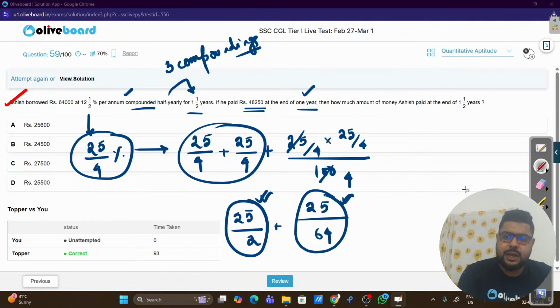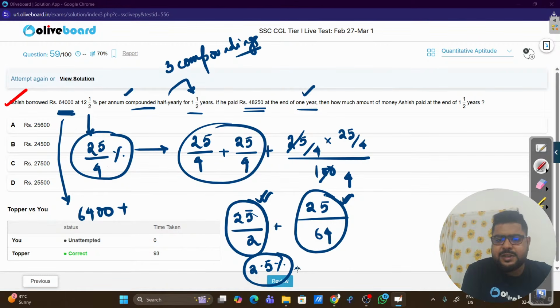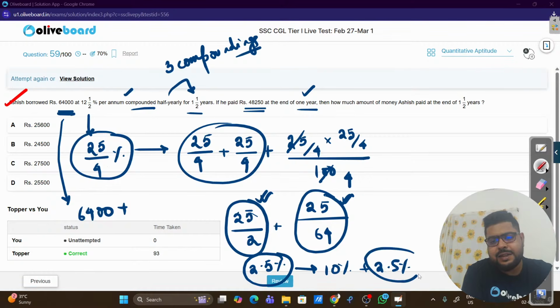Let's understand. Now calculation I'll do individually. So 64,000, what about 25 by 2% of this? Let's see. This means 12.5%. Sir, 64,000, 10% is how much? 6,400. So 12.5%, you see how I'm thinking. I'm thinking 10% plus 2.5%. This means 1/4 of 10%, 1/4 of this, 1,600. You are getting my point? So this is 8,000 rupees.